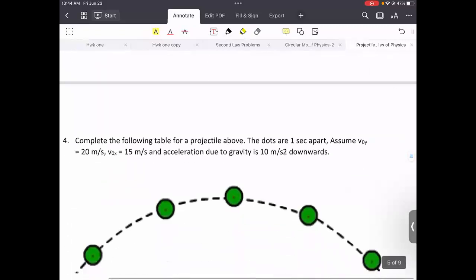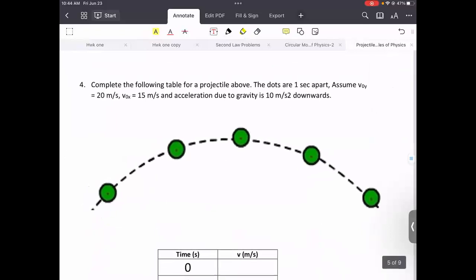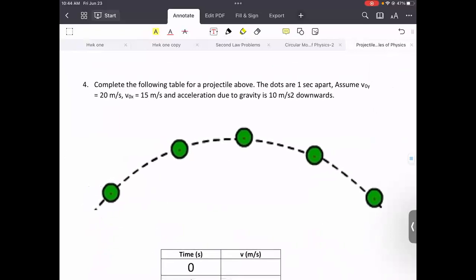Okay, let's look at the next question. This question: complete the following table for a projectile above. The dots are 1 second apart. Assume initial velocity is 20 meters per second and initial velocity in the x direction is 15 meters per second, and acceleration due to gravity is 10 meters per second squared. This is squared here.